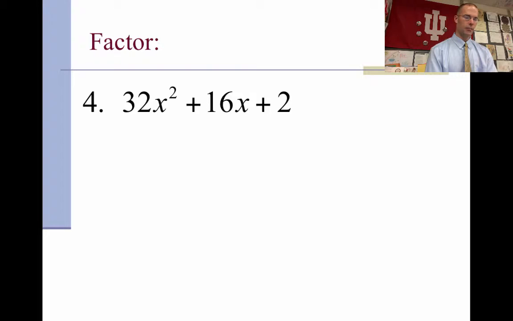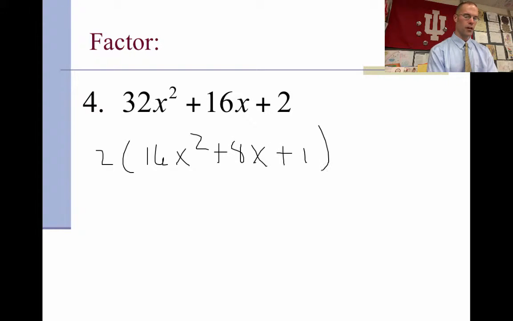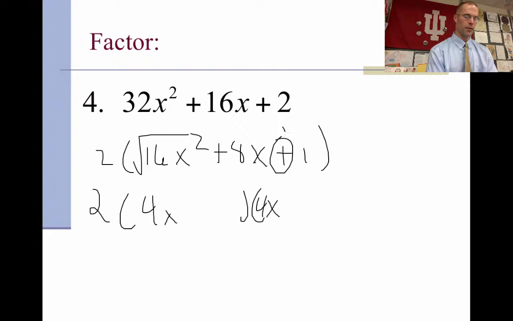And finally here on number 4, we can take out a GCF of 4. So we're left with 16x squared plus 8x plus 1. And now we've got a perfect square trinomial here. So the square root of 16x squared is going to give me 4x. We've got a positive, so both my signs are positive. The square root of 1 is 1.